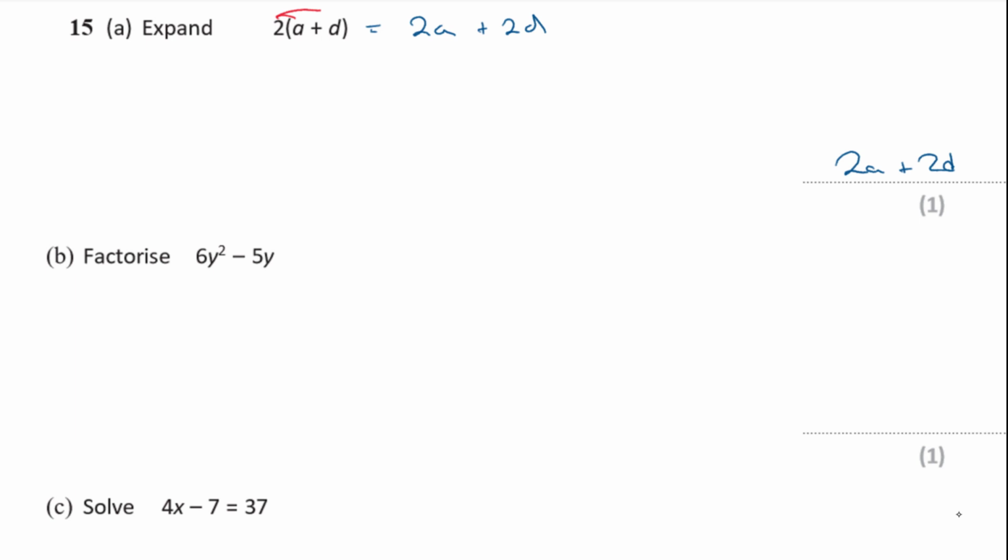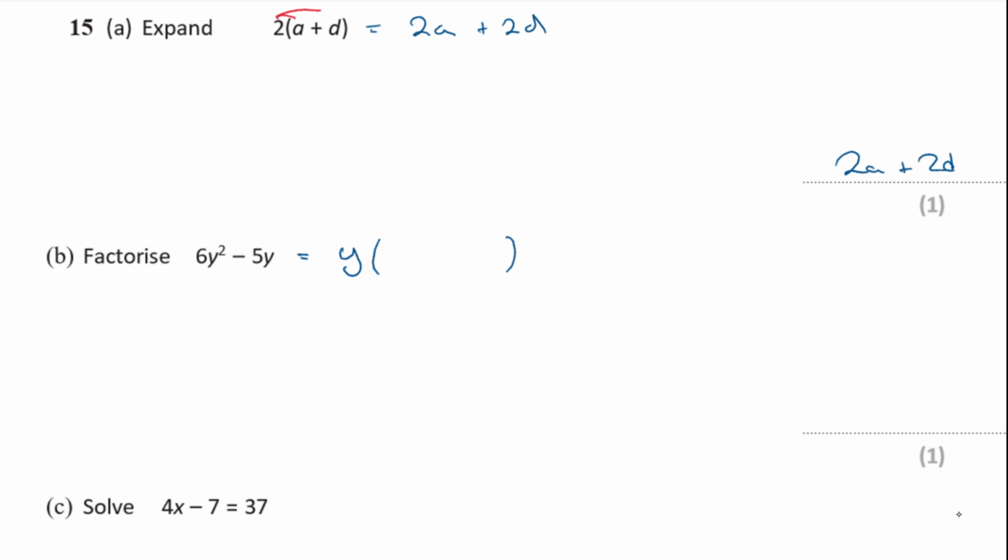Okay, factorize 6y squared minus 5y. This is pretty much the opposite process of what we've just been doing. We need to put the brackets back in, basically. So the way it works is you look for what is common to both terms. So what is in 6y squared and also in 5y? Well, the thing that is in both of them is y, isn't it? So y is in 6y squared and y is in 5y.